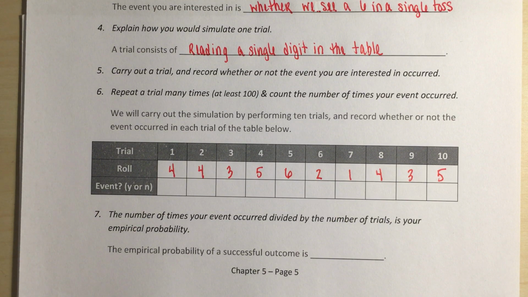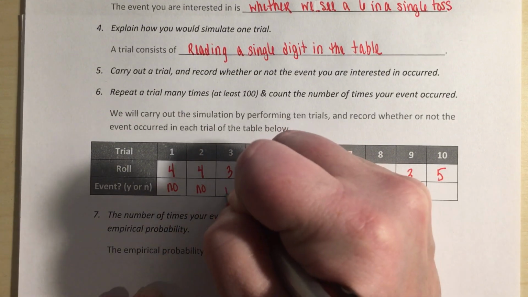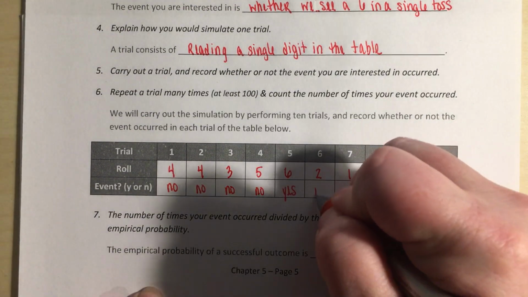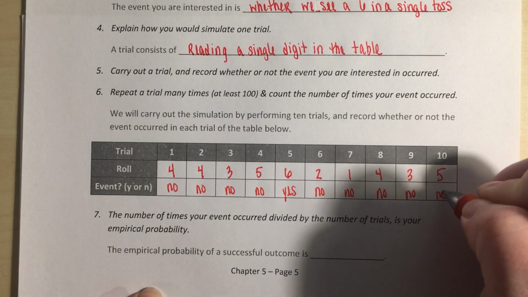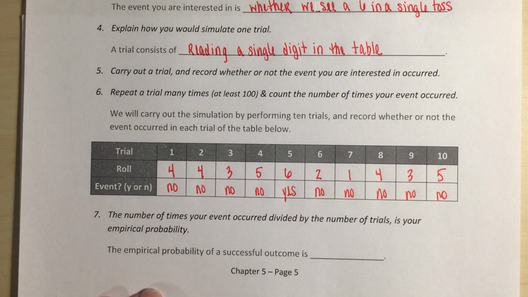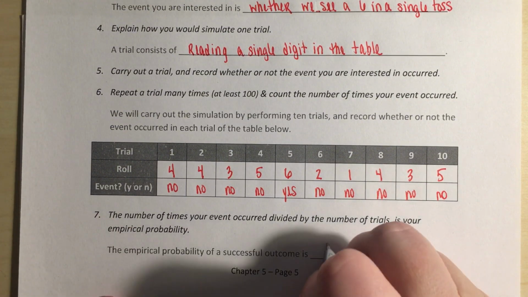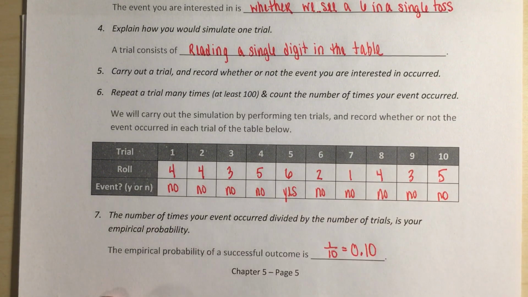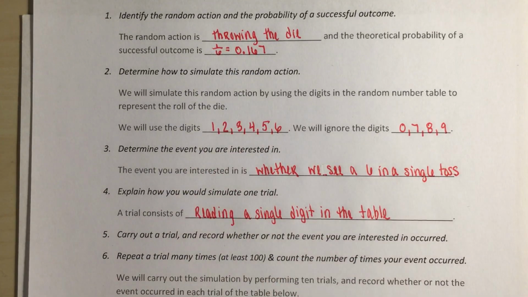All right, so did our event happen? Our event is rolling a 6. So in our 5th roll, we got a 6, but that was our only one. So in our experiment, the empirical probability of a successful outcome is 1 out of 10, which is 10%, which, if we look back up to our theoretical probability, is significantly smaller than our 16.7%.